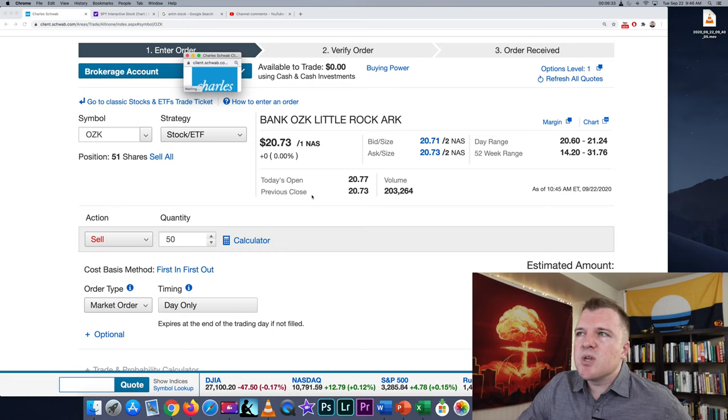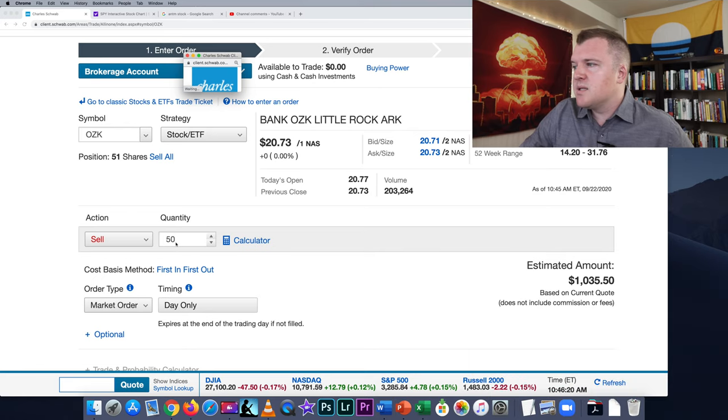So here's Schwab's all-in-one trade ticket. Once again, available to trade $0 because my account is negative and I'm entirely borrowing on margin at the moment. And we're gonna sell 50 shares of Bank OZK to close out what I bought yesterday on margin lending. And it's telling me I'll get back $1,035.50, and we can go ahead and submit.